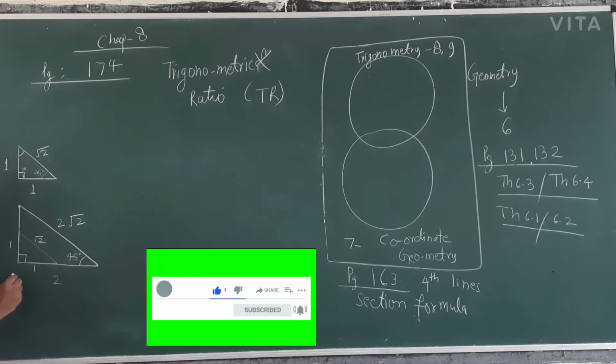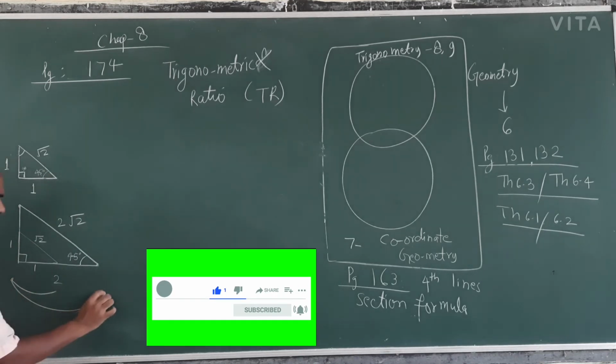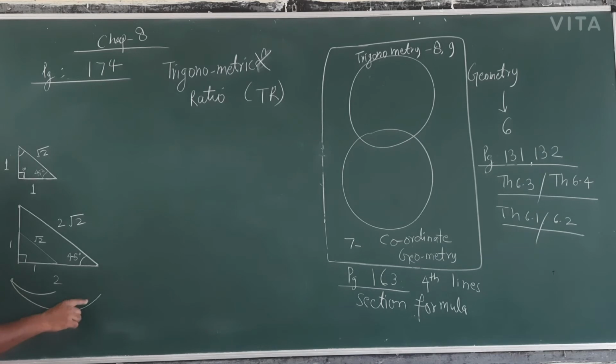In the class, in chapter number 6, it was told this ratio will be equal to this. This was 1 and this is 2, so the ratio is 1 to 2. And this is also double, 2 times of root 2. In theorem 6.1, the theorem was like this: 1, 1 and under root 2.